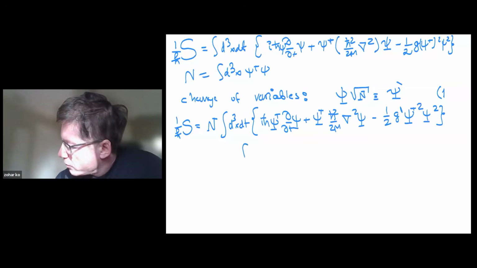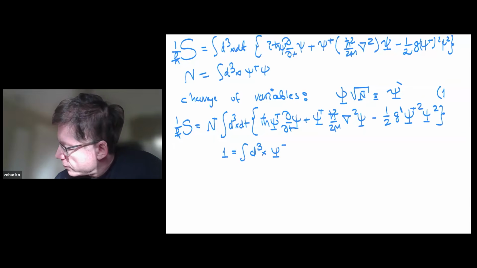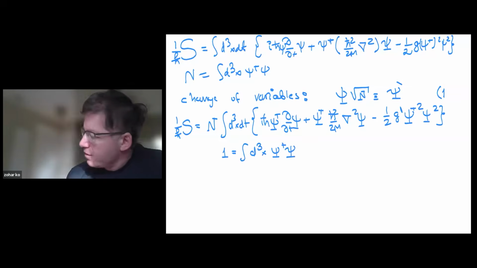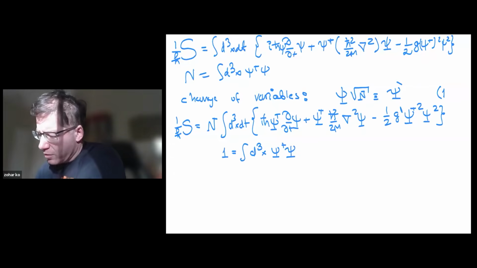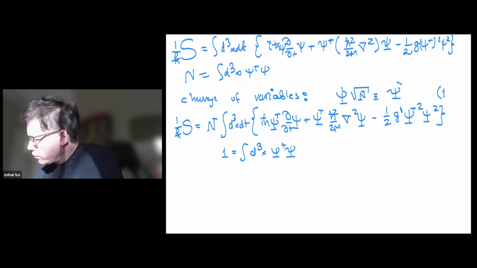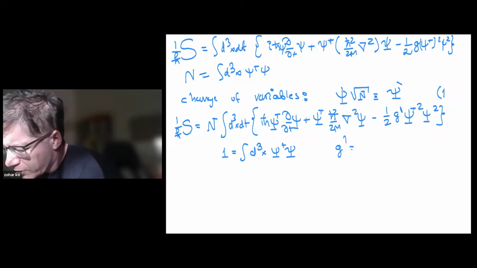And the most important thing now is that the wave function is normalized to 1. So the number of particles. And okay, I have to say what g prime is also, just for good measure. Let me just write the formula for g prime.